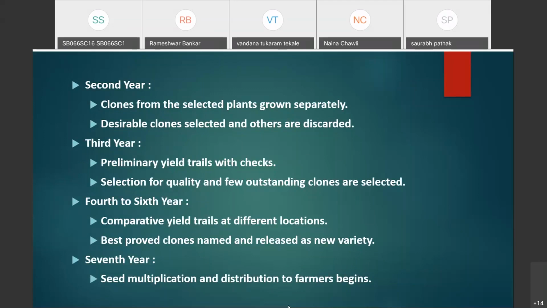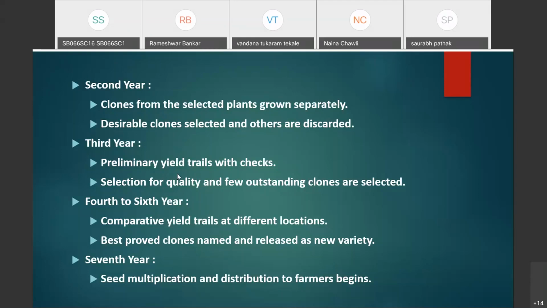Okay, then in the third year, preliminary yield trials are carried out along with the existing superior varieties, which are called the checks. Here selection for quality is done and a few outstanding clones are selected. In the third year, their performance is compared with the existing superior variety called the check, and the superior clones are selected and the others are discarded.